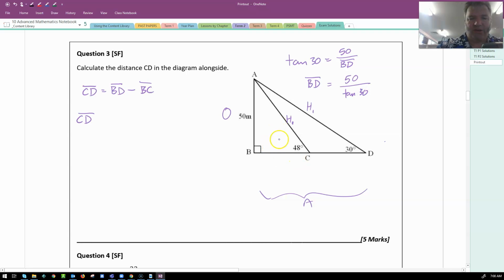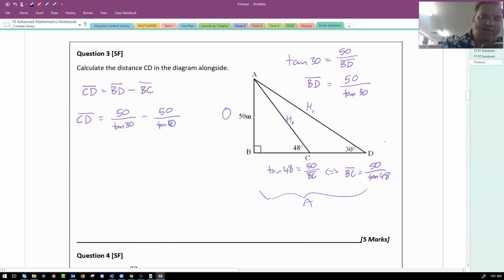If I'm doing the same working for the smaller triangle, I'm going to get a similar thing, aren't I? So the tan of 48 equals 50 divided by, and this time for the small triangle it's BC. That's equivalent to saying BC is equal to 50 divided by tan 48. Well, we've got what we need to substitute into our equation. CD is going to be 50 over tan 30 minus 50 divided by tan 48.